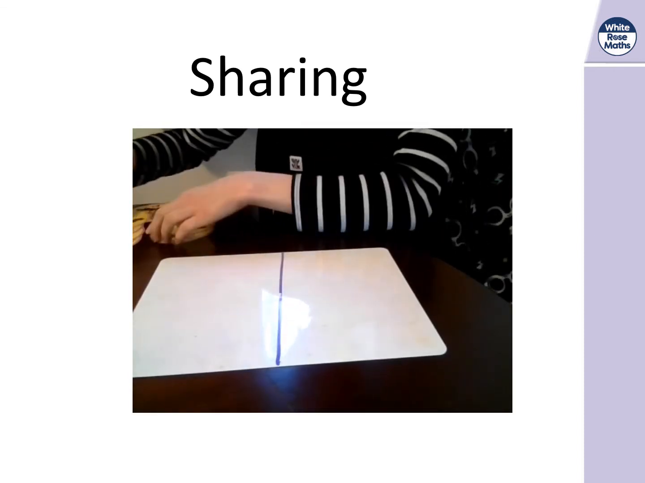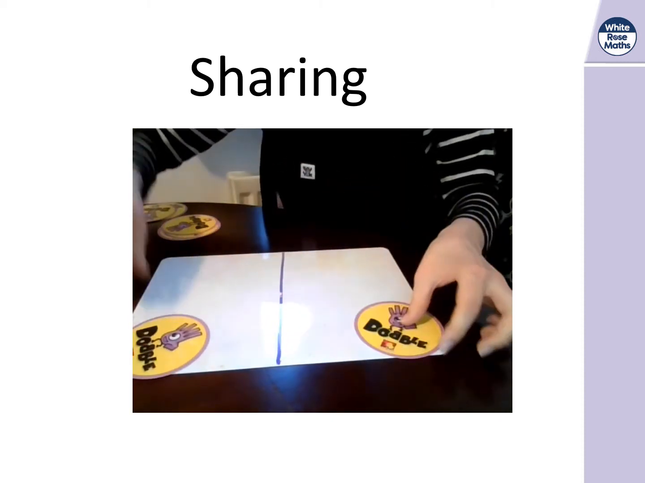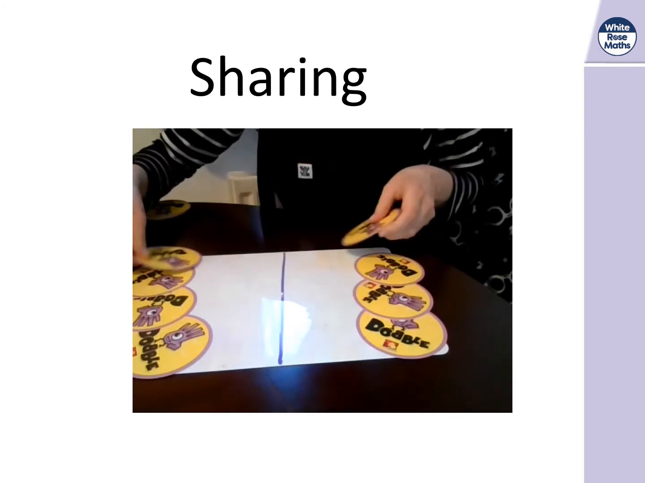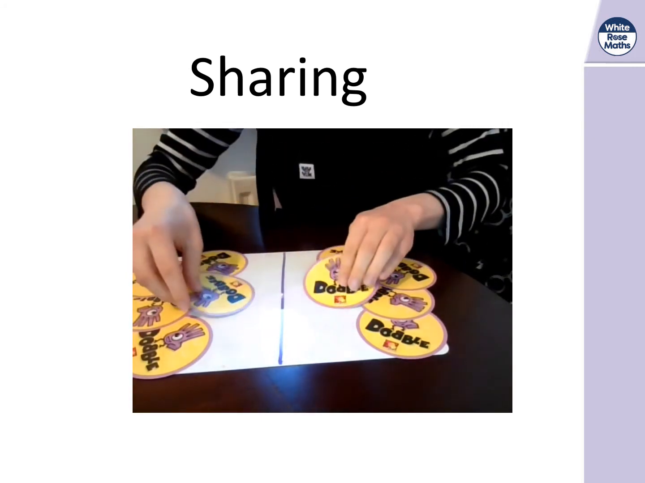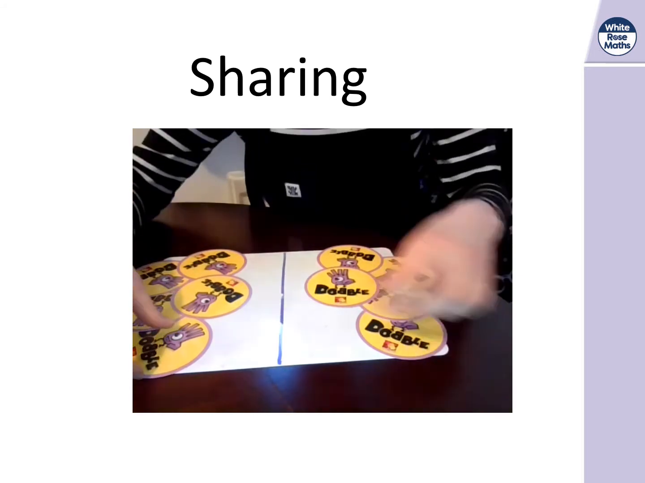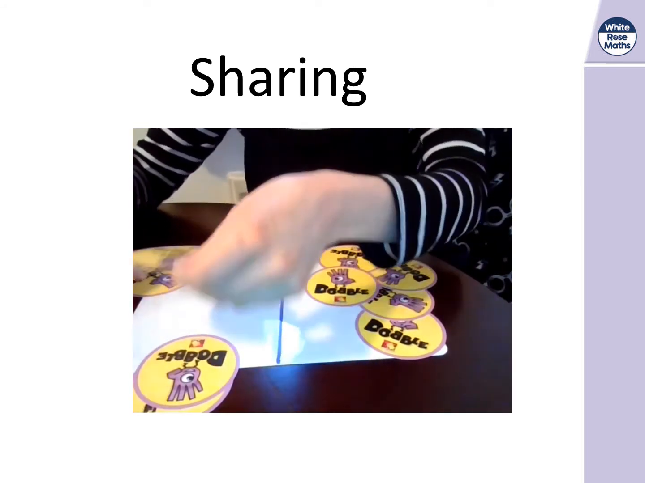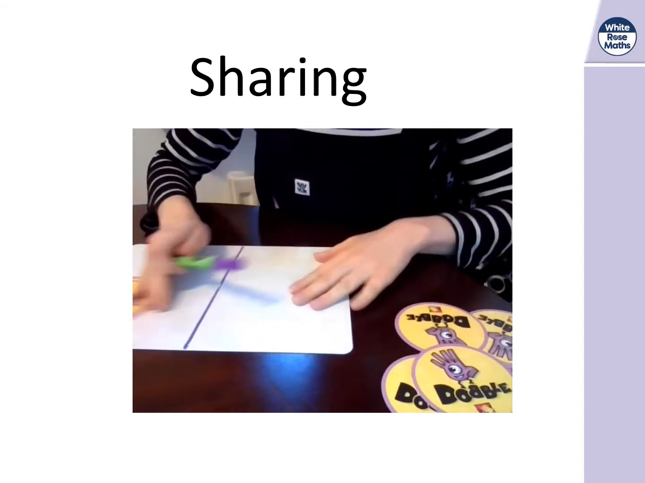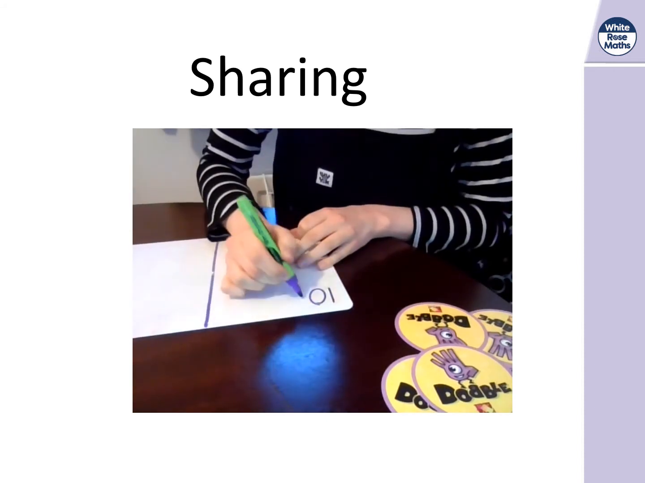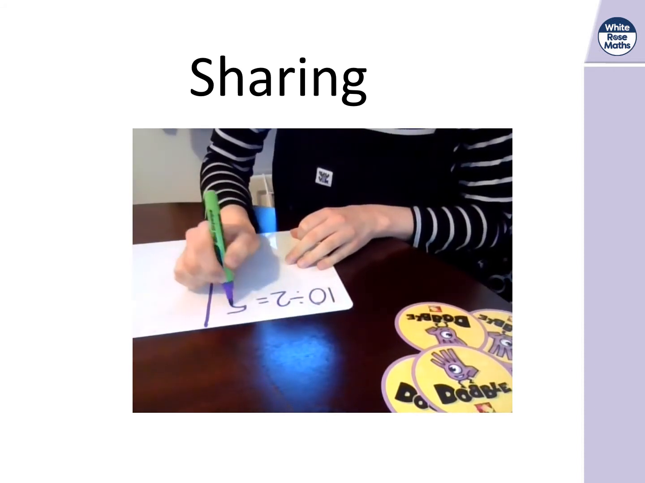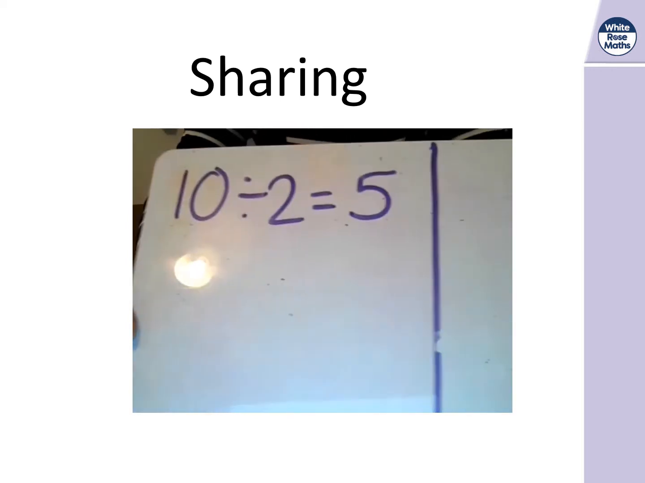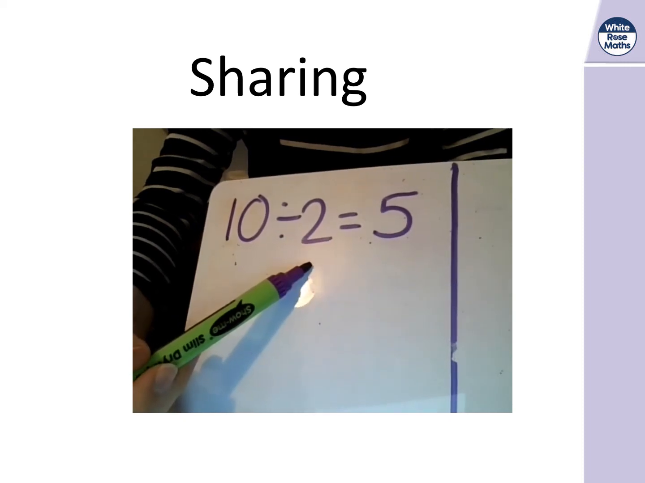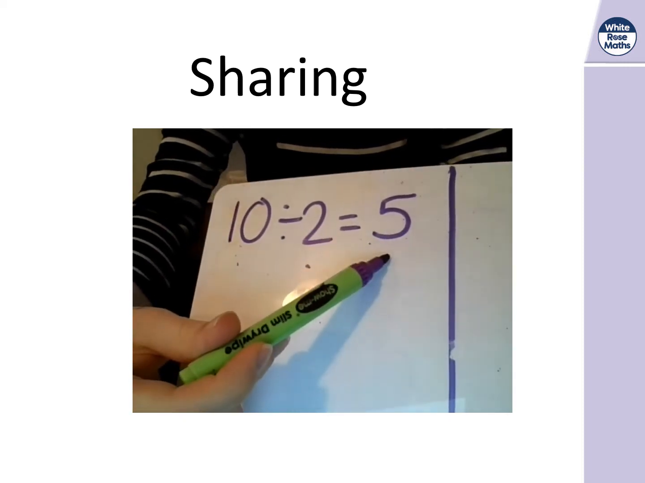So I've got my 10 double cards, and remember I'm going to do one at a time so I can make sure it's equal. So I'm sharing out my double cards into 2 groups. And in my 2 groups, I've got 1, 2, 3, 4, 5 in each group. So that would show me 10 divided by 2 equals 5, because I have 10 double cards and I've shared them out into 2 groups, and in each group I got 5.